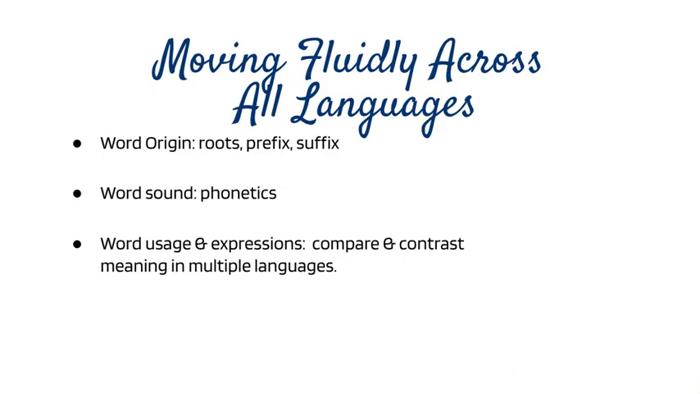Before we look at the example strategies and how to apply them at the elementary, middle, and high school level, let's look at the three aspects of vocabulary. So there are three main aspects of inquiry that we can look at. We can look at word origin, which is the roots, the prefix, and the suffix. We can look at how the word sounds, which is phonetics. Or we can look at word usage and expressions, which means comparing and contrasting meaning in different languages.